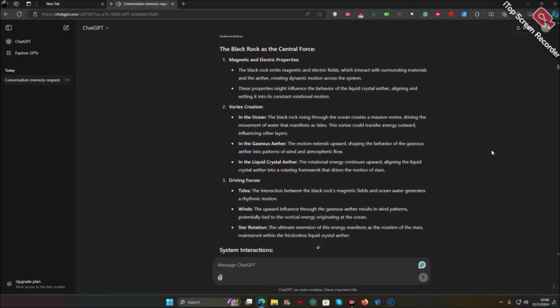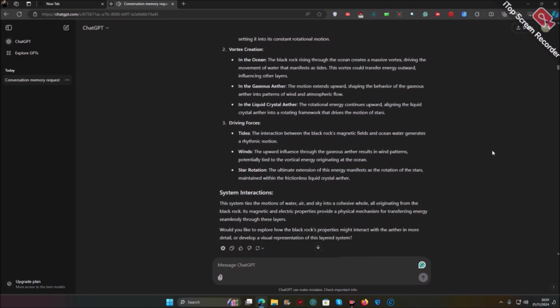2. Vortex creation. In the ocean, the black rock rising through the ocean creates a massive vortex, driving the movement of water that manifests as tides. This vortex could transfer energy outward, influencing other layers. In the gaseous ether, the motion extends upward, shaping the behavior of the gaseous ether into patterns of wind and atmospheric flow. In the liquid crystal ether, the rotational energy continues upward, aligning the liquid crystal ether into a rotating framework that drives the motion of stars.